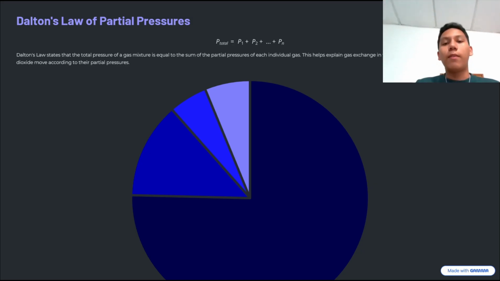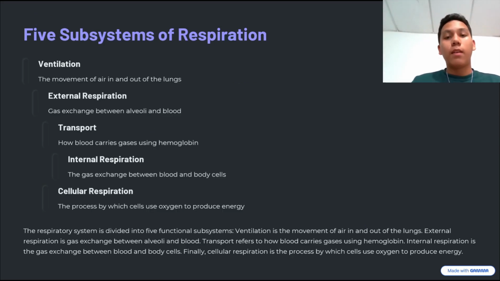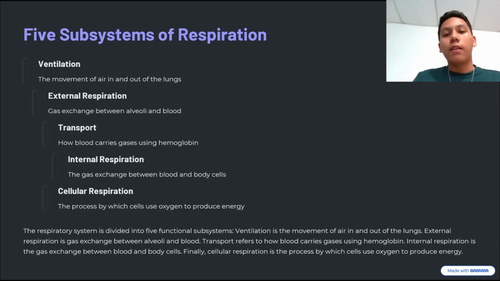We also have the five subsystems of respiration, which are ventilation, external respiration, transport, internal respiration, and cellular respiration. The respiratory system is divided into five functional subsystems. Ventilation is the movement of air in and out of the lungs. External respiration is the exchange of gases between the alveoli and the blood. Transport refers to how the blood carries the gases used.